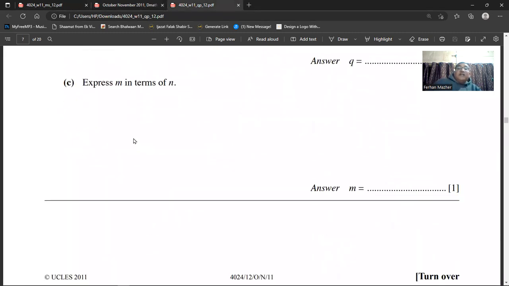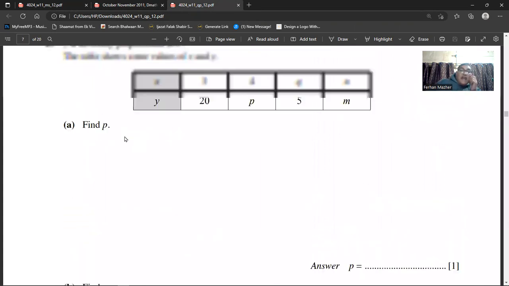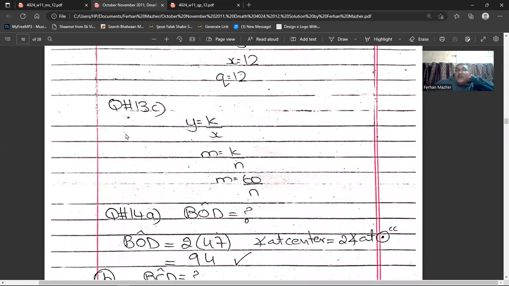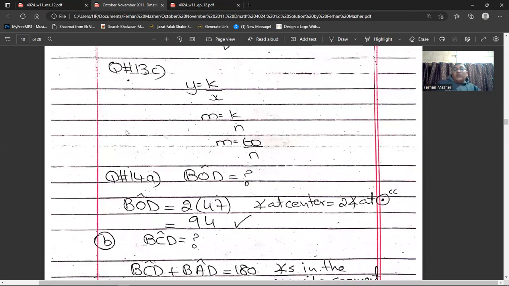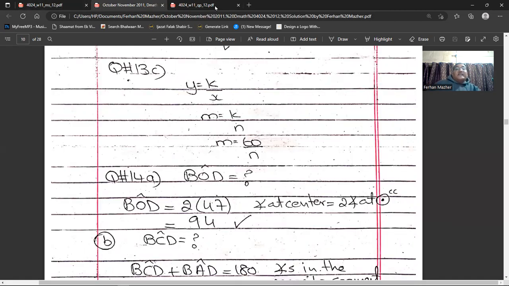Then the C part is, they say express M in terms of N. Okay. So very simple, just put these values there. So the formula is Y is equals to 60 by X. The Y is M, and the X is N. So M is equals to K by N. Sorry, the K is 60. So the M is equals to 60 divided by N. So our answer is right.